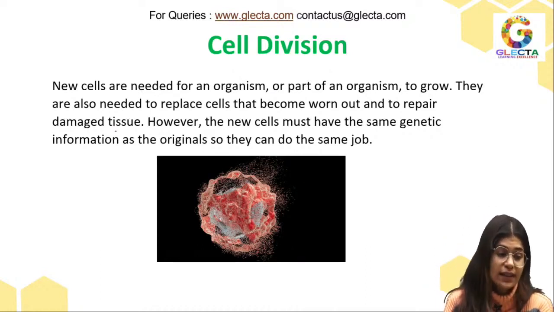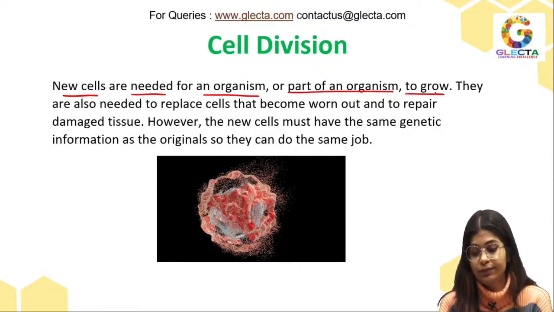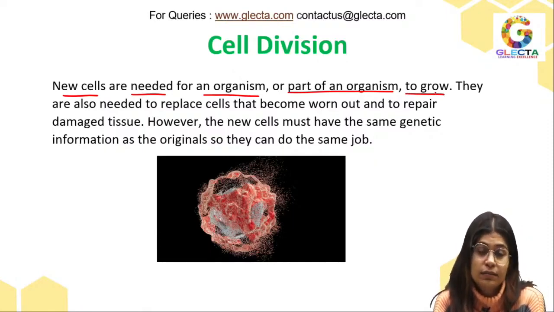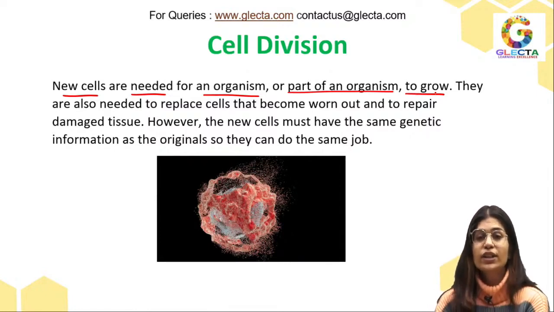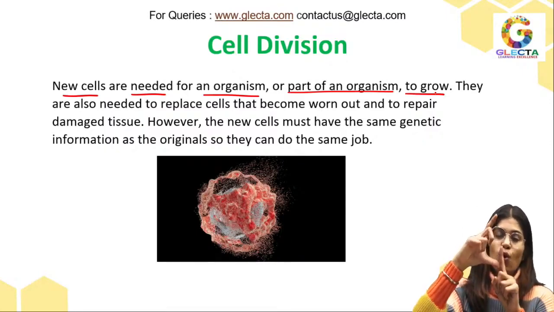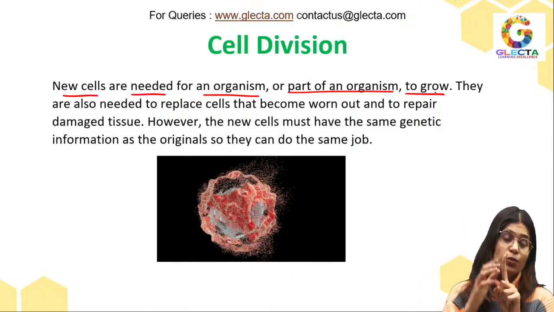Now, if you look at this here, new cells are needed for an organism or as a part of an organism to grow. Why would you need new cells? Let's say there's an infant. The person would grow. The infant would have new cells, new skin making. For example, if this is the finger and it grows this long, the new skin has to be formed. New bone has to be formed.